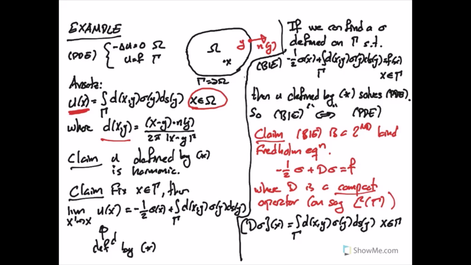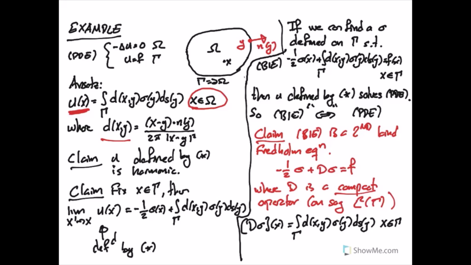So what capital D does is that it takes a function sigma that's defined on the boundary gamma and it maps it to a different function that's defined on gamma. And if you view that as an operator from L2 on the boundary to L2, this turns out to be a compact operator, at least when the boundary of omega is smooth. The statement basically holds for piecewise smooth boundaries as well, but it gets a little bit more technically complicated. So let's just consider the case of a smooth boundary for now. So in that case, this operator is compact.